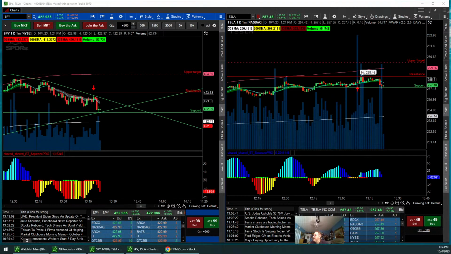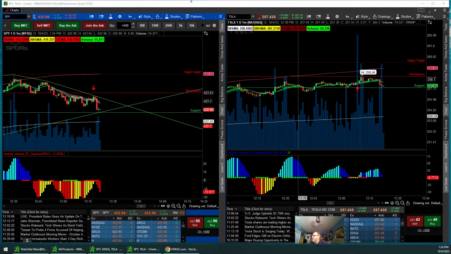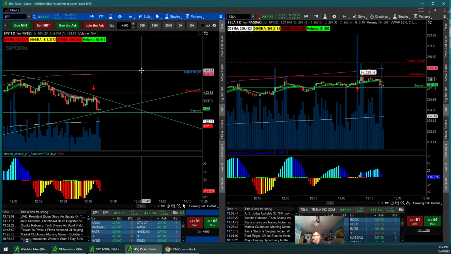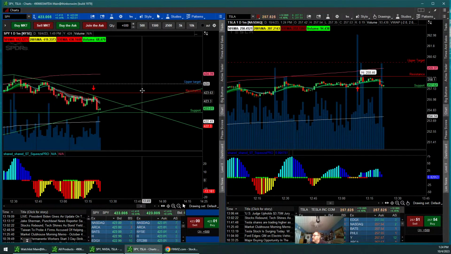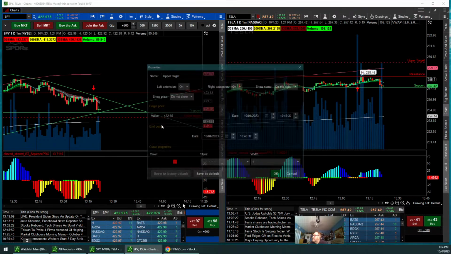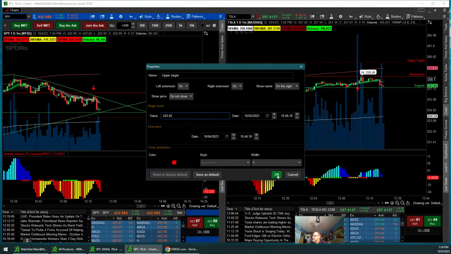So right now, everything seems to be pulling back. If I was going to have an upper target or any target right now, I would take this here. Let's say I would take this, and I don't see that as my target anymore. I would see my target more about 420 to, let's see, right there. I'd see my target around 422.65.